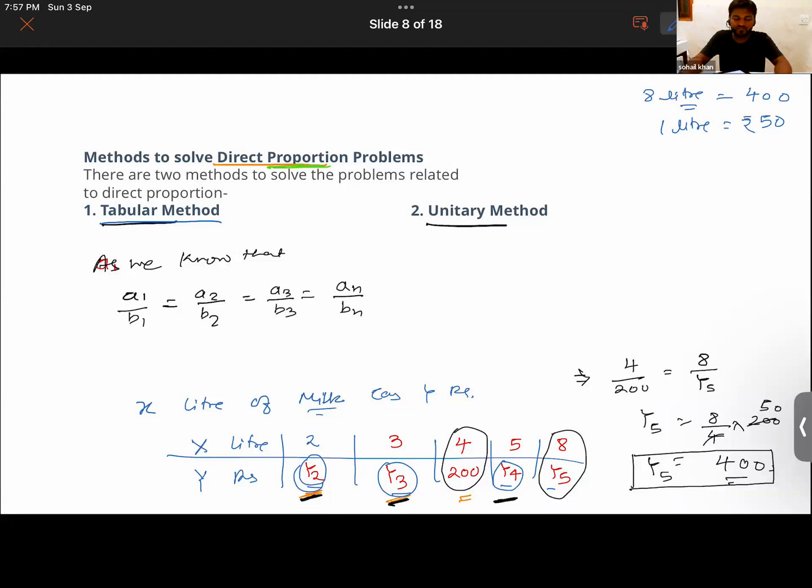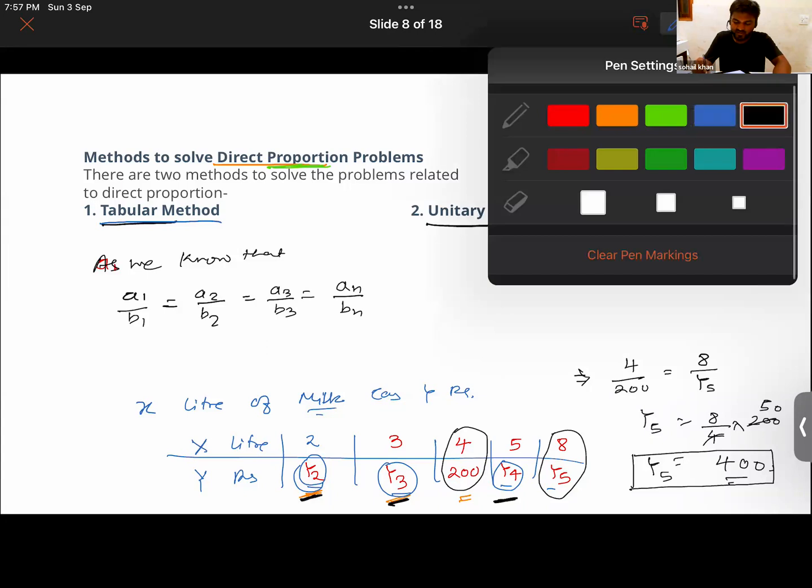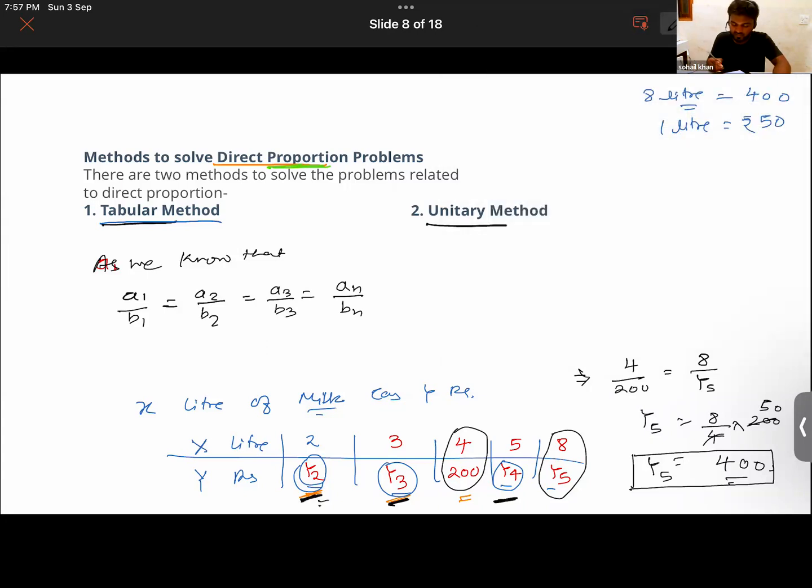No need to send it in the chat box. Whoever gets to solve any of the questions first, do tell me. Only the first one you will be telling. What is the value for Y2? For Y2, it is 50 into 2, which is 100. Good. Ahmed, what is the cost of 3 liters of milk here?